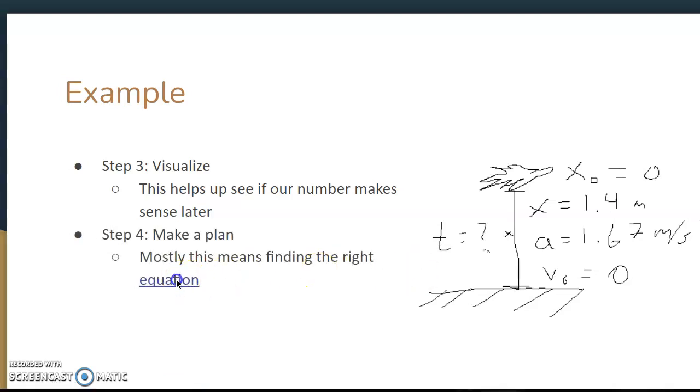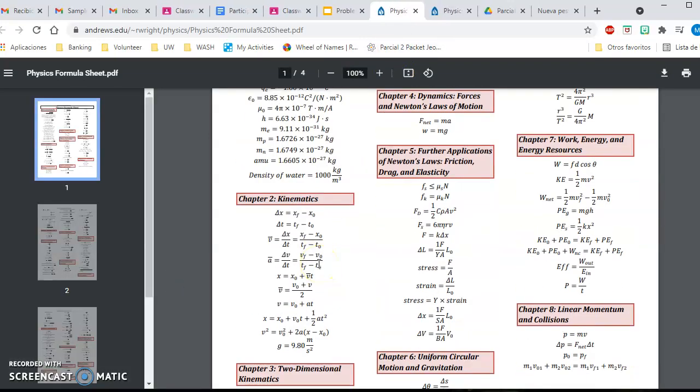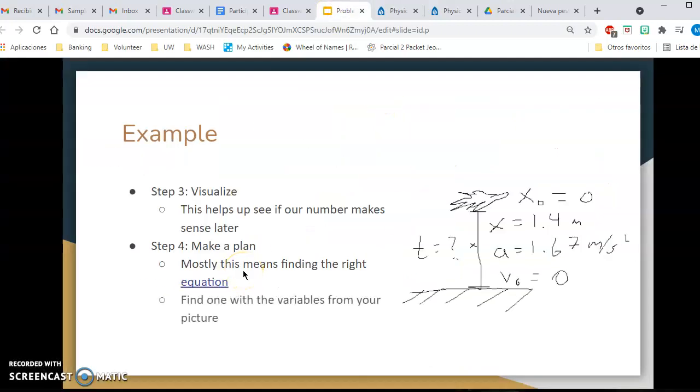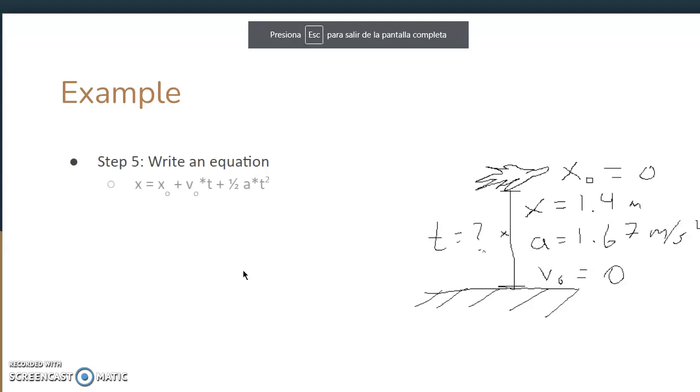So going back to our equation sheet, I think we're going to use something very similar to our other one. Actually, let's use the exact same equation because we're given similar variables. We're given x this time. We're given an initial velocity, a time, and an acceleration. Sorry, we're not given a time, but we're given an acceleration. So let's try to use that same equation from before.